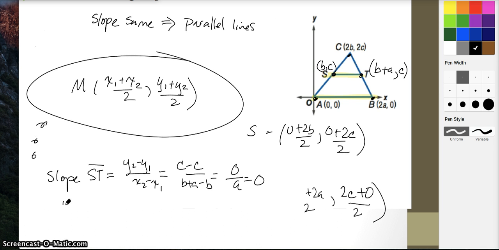So now if I find the slope of AB, what I have is 0 minus 0 at the top, change in y, over the change in x, 2a minus 0. And again, you see that that's 0. So I can now confirm that they have the same slope. Therefore, the lines are parallel.